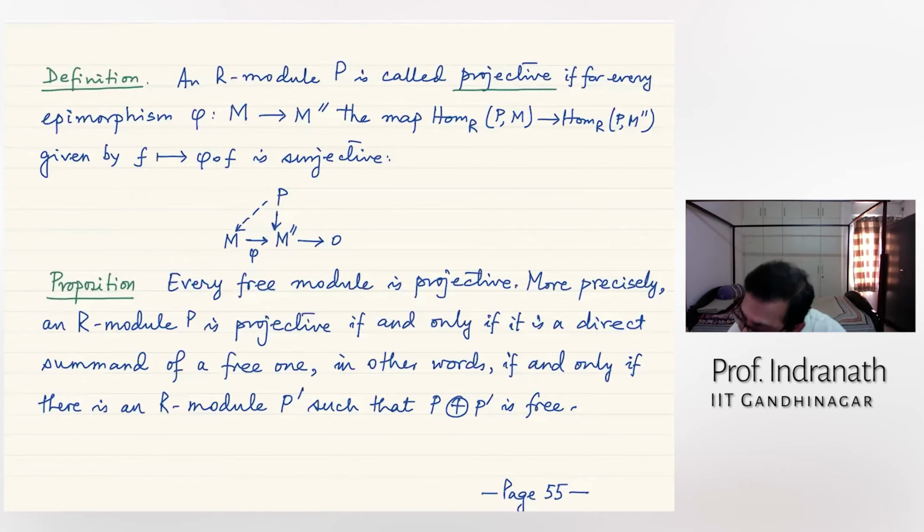Okay, so I can always lift. That's what a projective module enables us to do. And I need this basic fact. I'm just stating it without a proof for the time being, that every free R module is projective, and more precisely, an R module P is projective if and only if it's a direct summand of a free one. In other words, if and only if given P, you have a P dash such that P direct sum P dash is free.